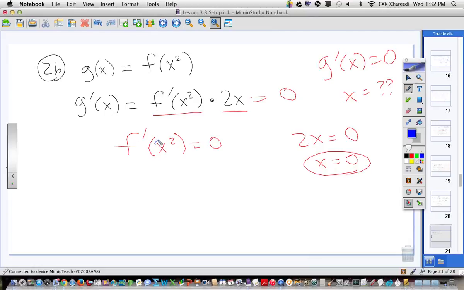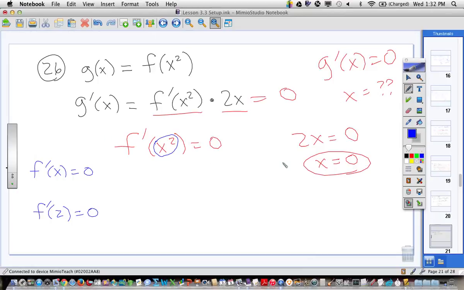Let me put that in a blue little ellipse here or something. Let's circle that in blue, and let's just forget about it. Because if I'd asked you this, you wouldn't have had any trouble. Look at the f graph. Where is f prime of x 0? At 2, right? When x is 2. In other words, f prime of 2 is 0. You all agree with that statement?